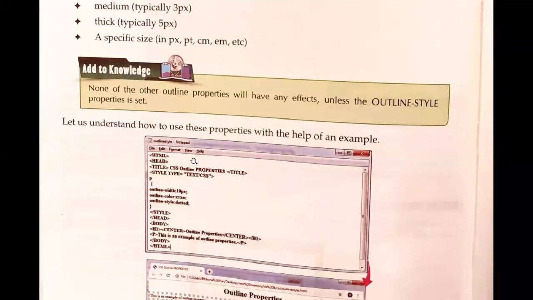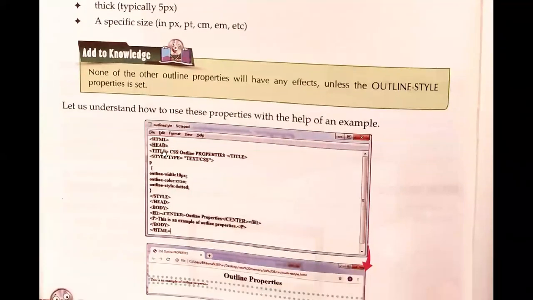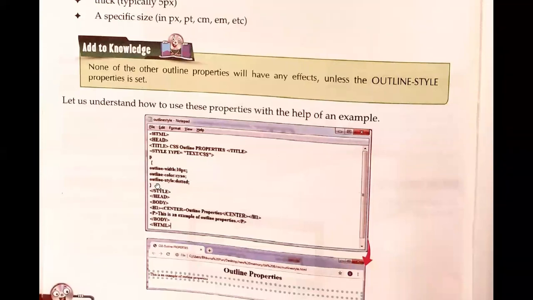Okay, here is the code: HTML, head, title. If you want to use CSS, then we have to mention the style, and then the type in which we write the text/CSS. So our selector is P. P means paragraph. Here we are giving the outline width as 10 pixels, and we are giving the outline color as cyan, a kind of color. And here we are giving the outline style as dotted.